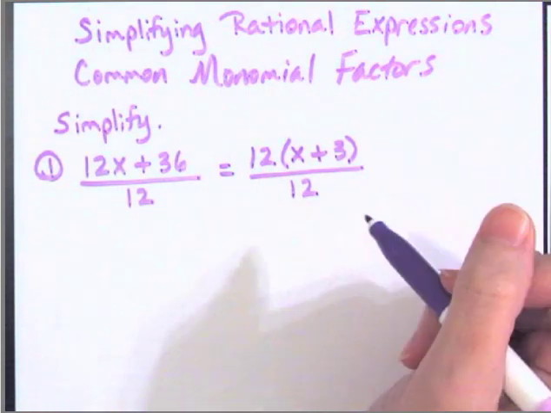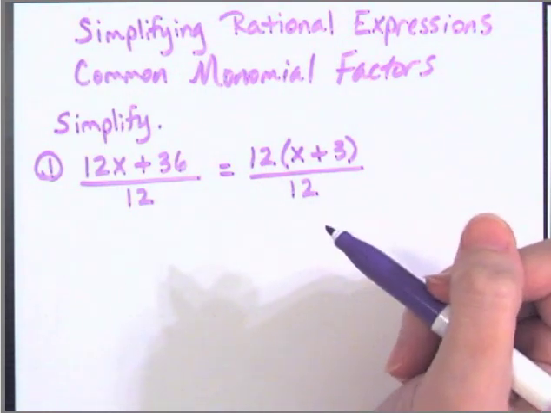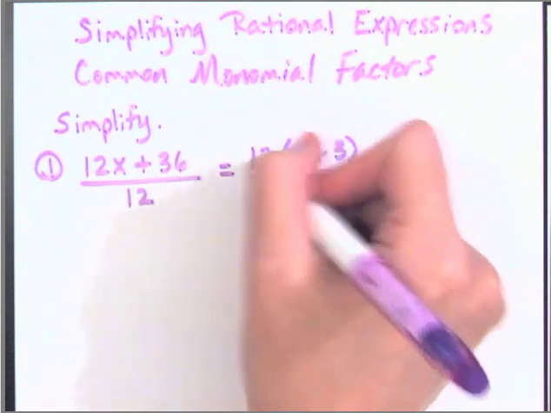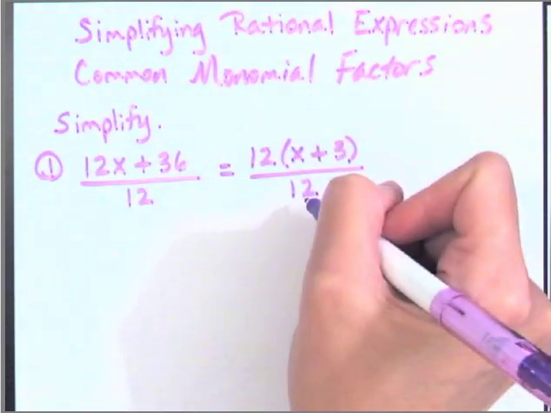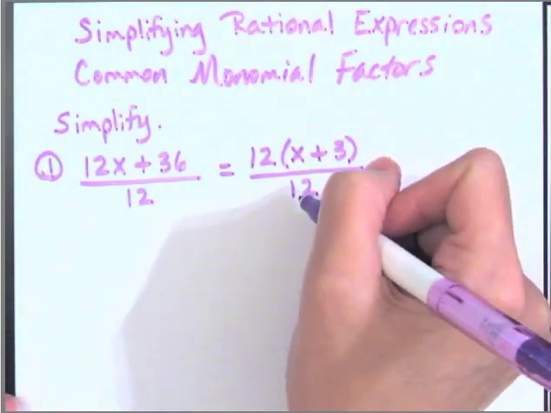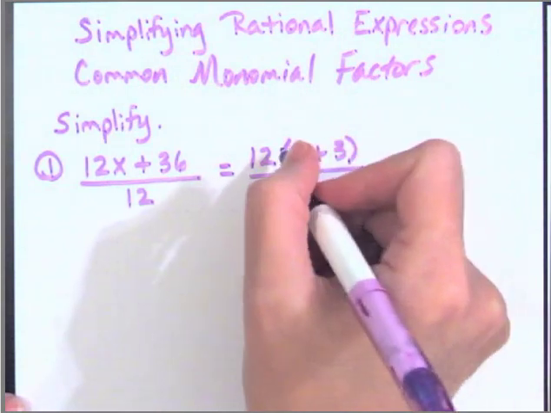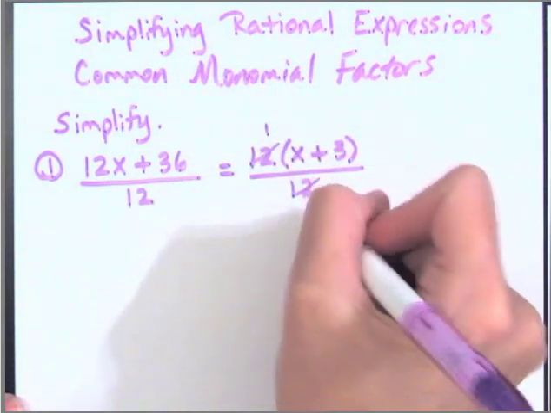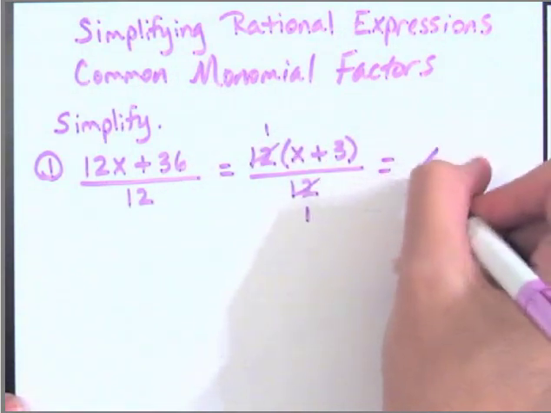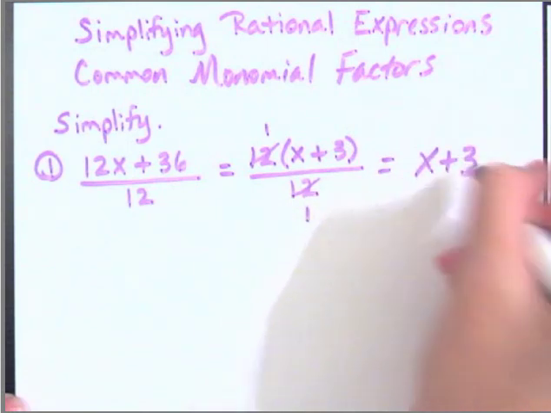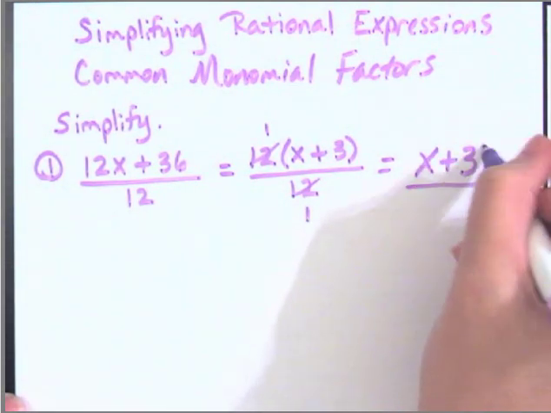Okay, we can cancel things that are being multiplied. So this is a factor, and on the bottom I just have that constant. So I can cancel these out. 12 divided by 12 is 1. So that just leaves me with x plus 3 for my answer.